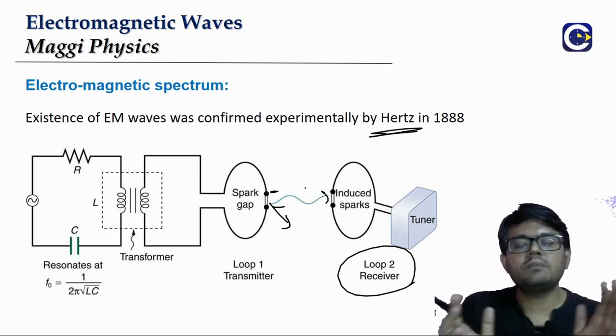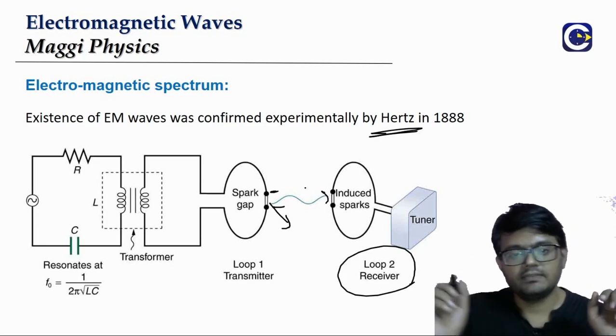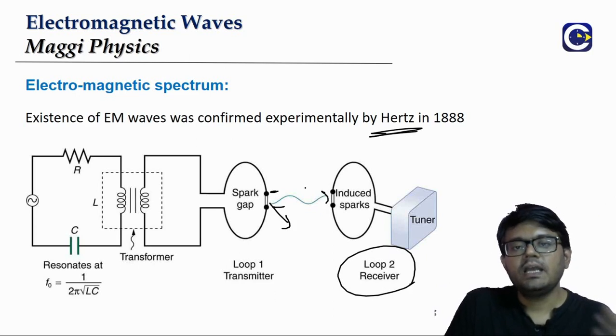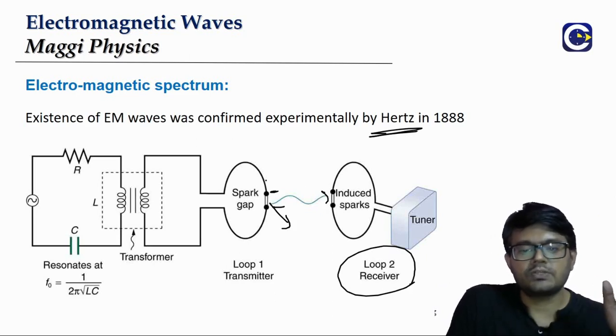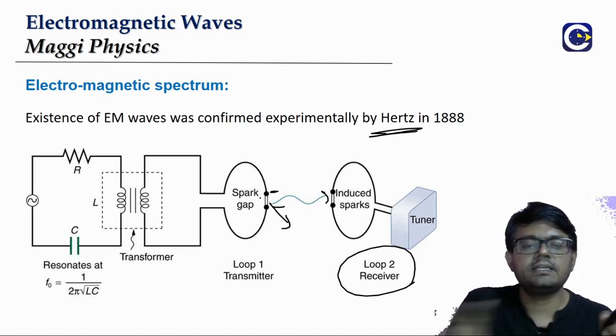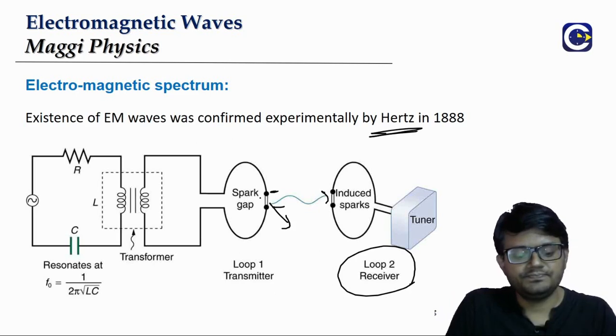So this is how he was able to observe the electromagnetic waves experimentally. Okay? So from this, the idea of Maxwell's theory is that accelerated charges will produce electromagnetic waves. So in this spark gap, when the electrons are accelerated, it was observed that they are able to create the electromagnetic waves.